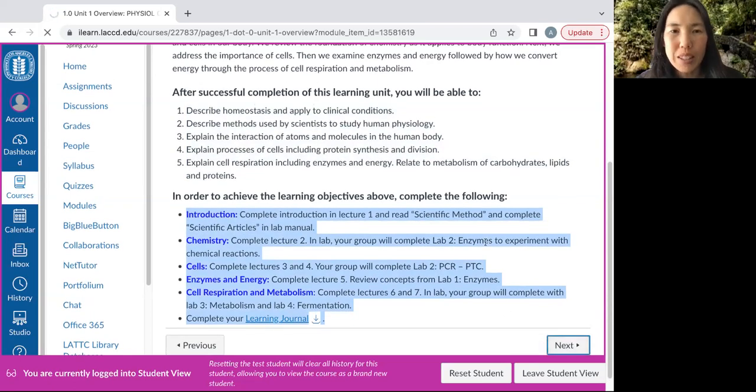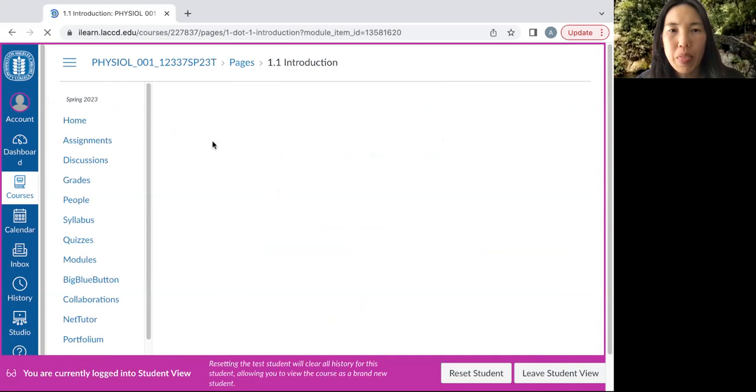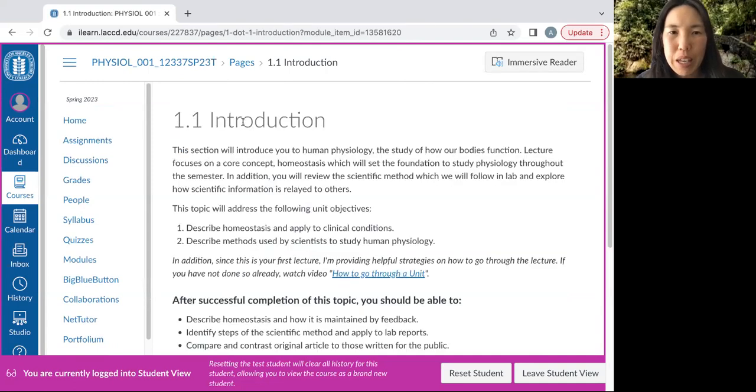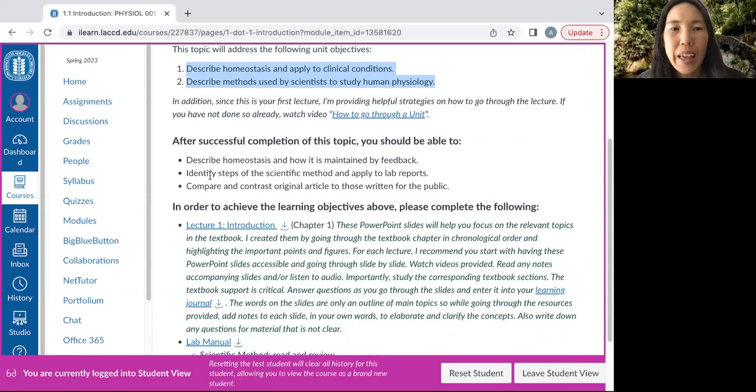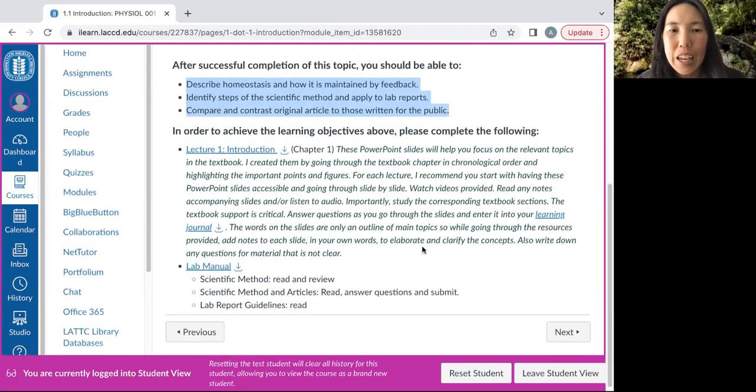Next, you'll go through the content pages. Our first content page is an introduction. You have a summary of this topic, which unit objectives it'll address, and the learning objectives for that specific topic. And then here you'll have the resources to go through that topic.